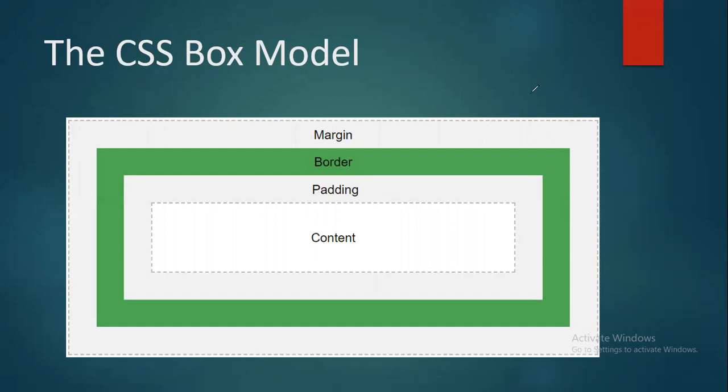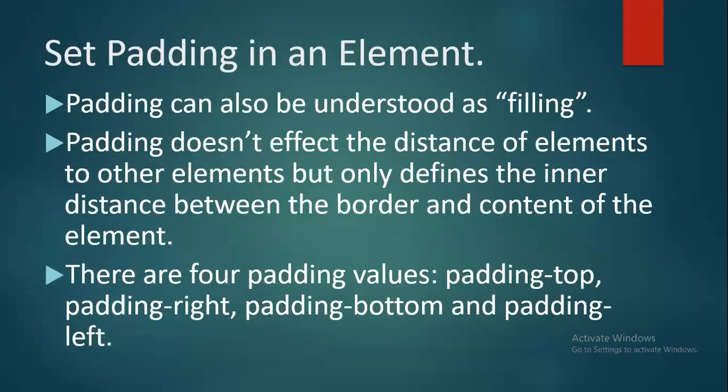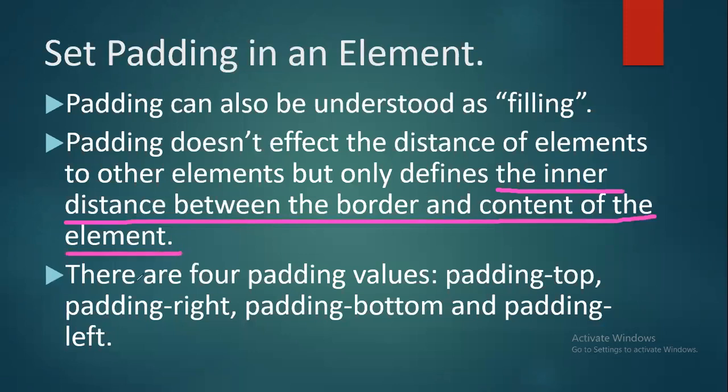Fine. So now we'll see how to assign padding to an element. Padding can also be understood as filling. Padding doesn't affect the distance of the element to other elements, but only defines the inner distance between the border and the content of the element. What is defined by the padding? It defines the inner distance between the border and the content of the element. There are four padding values. These are padding top, padding right, padding bottom, and padding left.